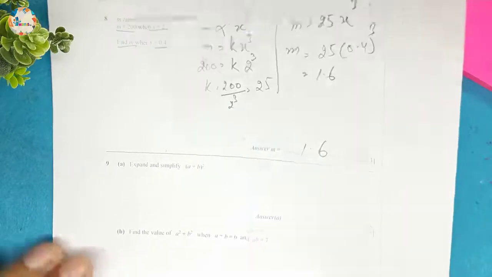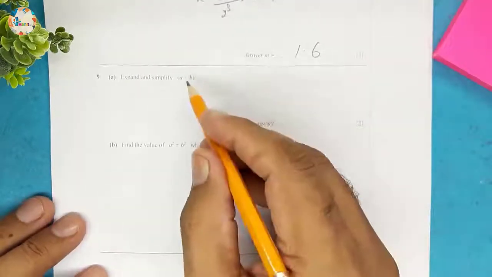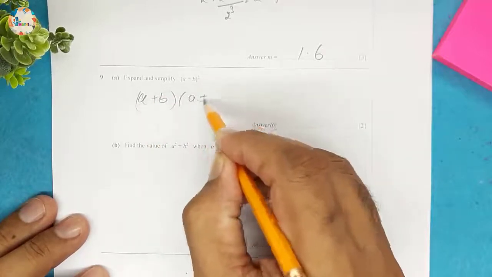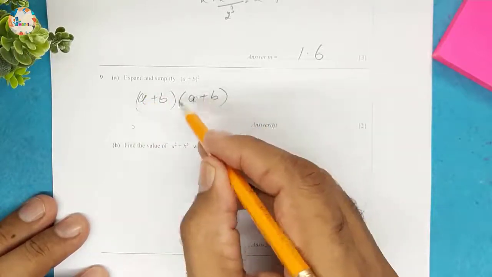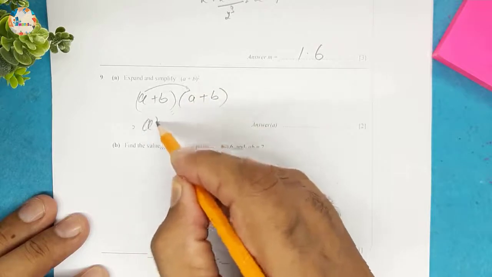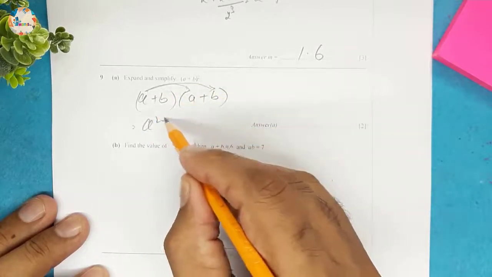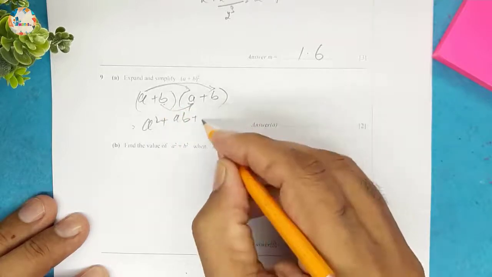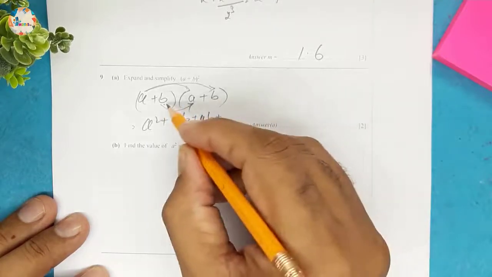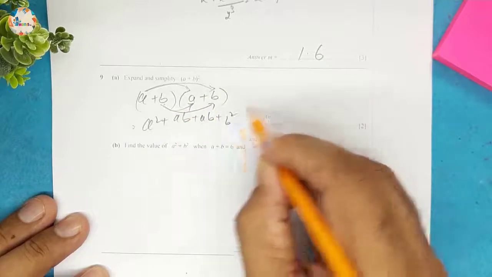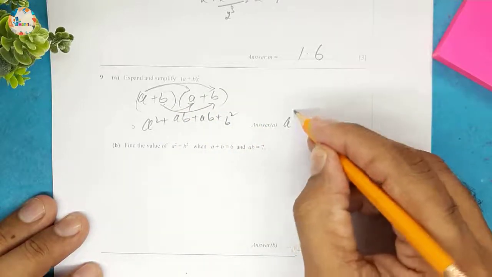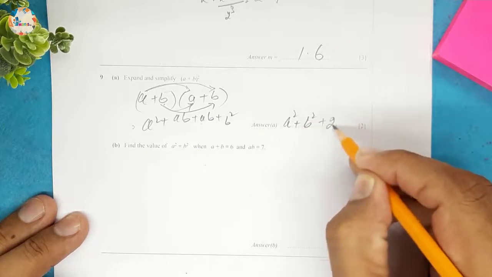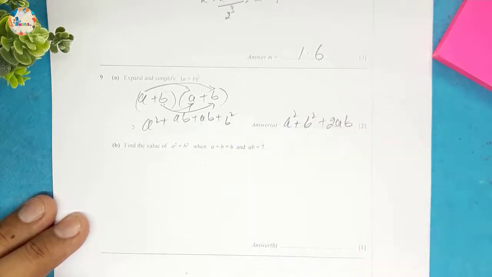Now question number 9, expand and simplify this one. This is basically a plus b into a plus b. This into this will be a squared. This into this will be plus ab, plus this into this will be ab, plus b into b will be b squared. So the final answer will be a squared plus b squared plus 2ab. This will be the final answer.